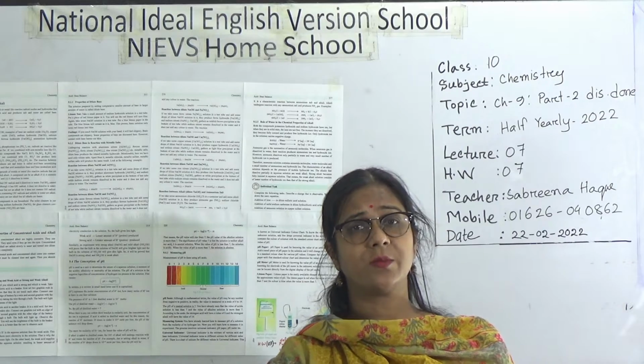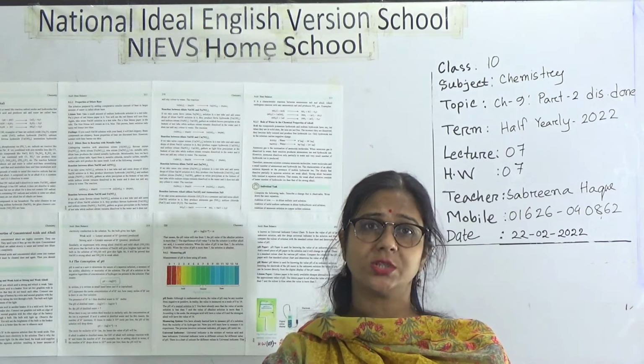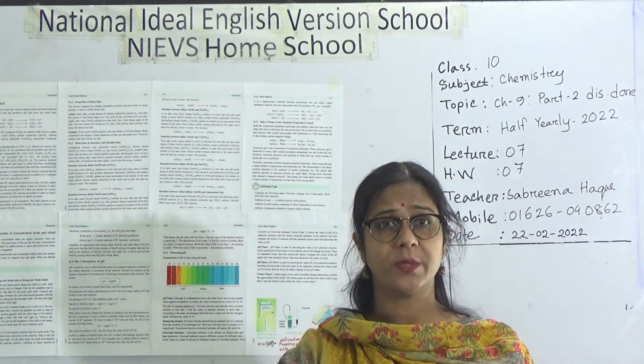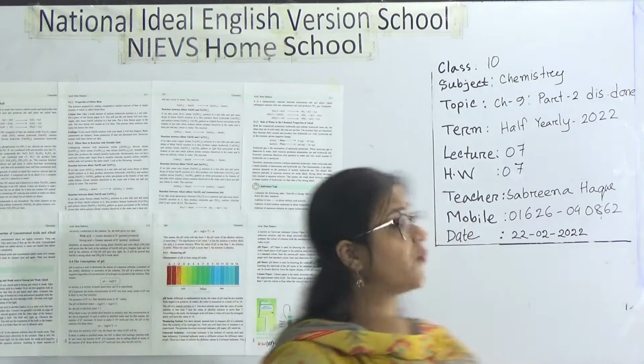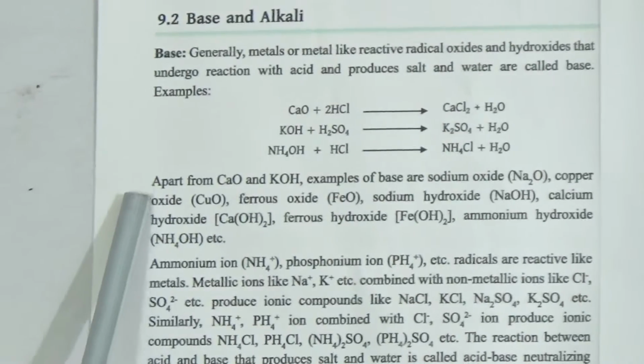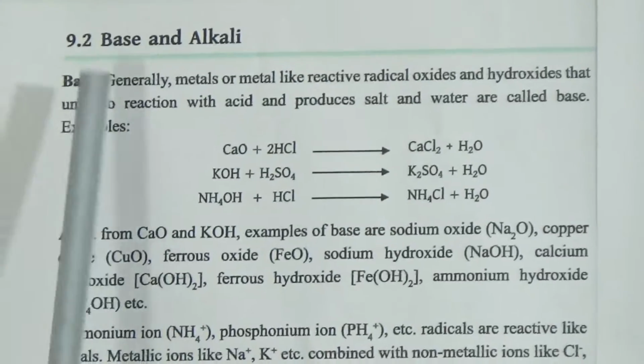Dear students, today I am going to take a chemistry class for class 10 students, based on chapter 9, and this is part 2 of the chapter. The name of the chapter is acid base balance. So let us move on to today's topic. Dear students, in our previous class we already learned about acid, and today we will start base and alkali.